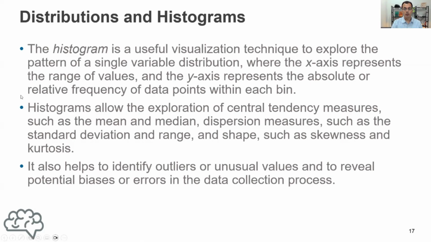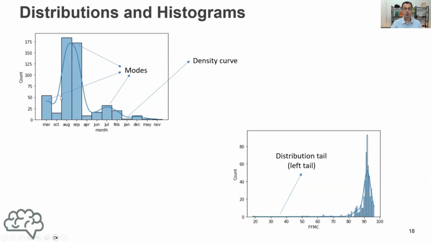Histograms are very important because they allow us to explore, for example, the central tendency measures that we are going to see in our next class. And also it allows us to observe dispersion measures. It allows us to see the number of modes or the number of peaks that the distribution presents. It allows us to observe, for example, the presence of outliers and also the skewness of the distribution. Let's explore some other important concepts that we have when working with histograms.